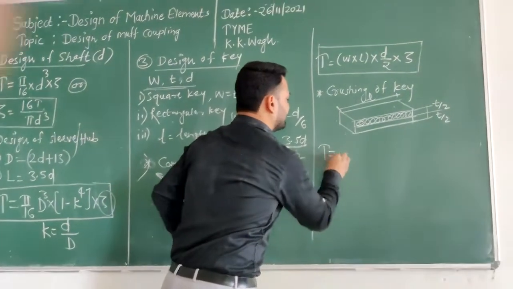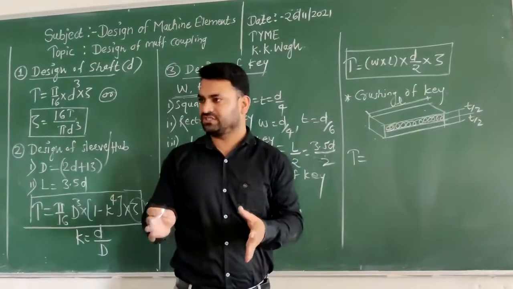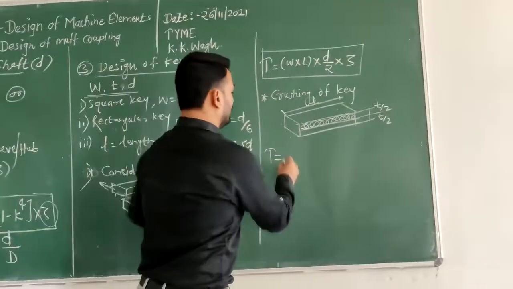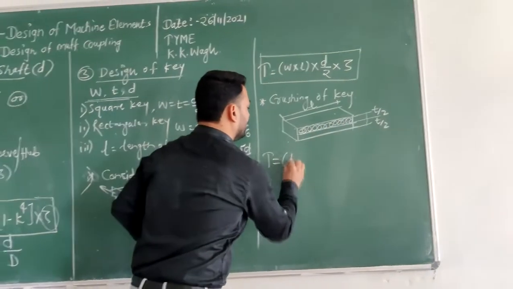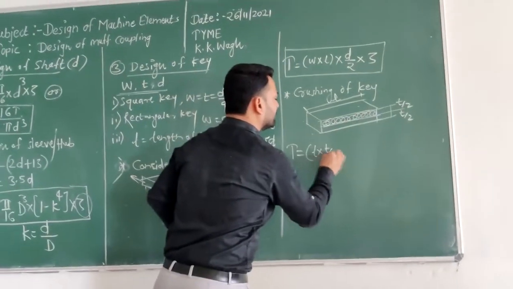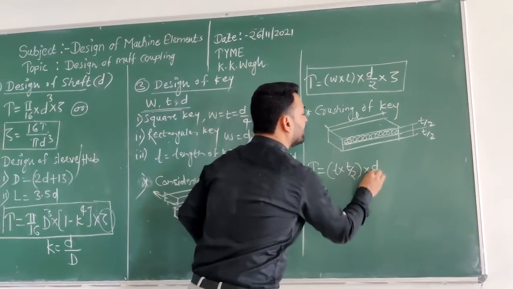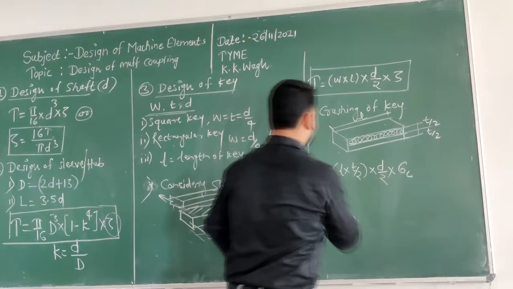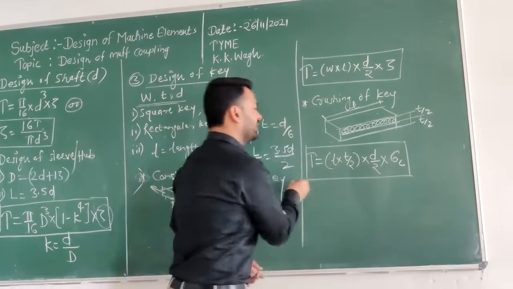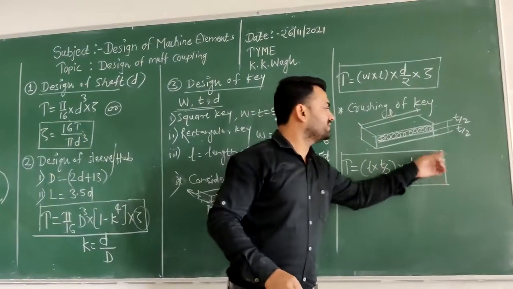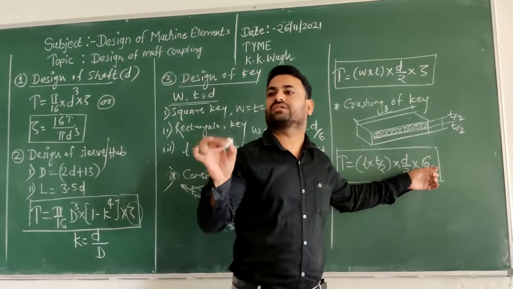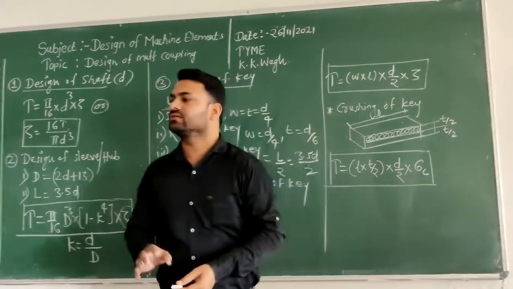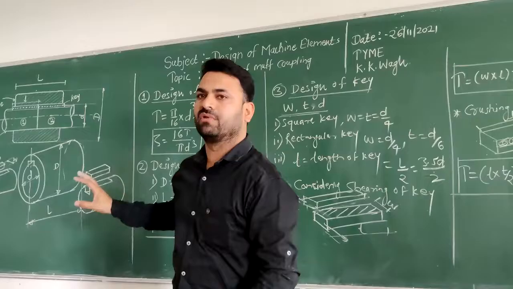So torque transmitted by key, considering crushing failure. The crushing area will be length of the key multiplied by thickness by 2 multiplied by D by 2 multiplied by crushing stress, that is sigma c. So here we have all values. Then we can check this key for crushing failure. So this is the design of sleeve or muff coupling.